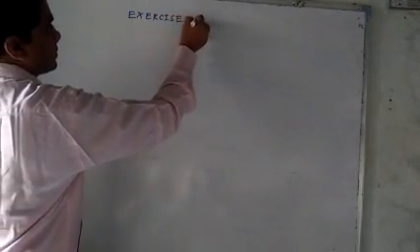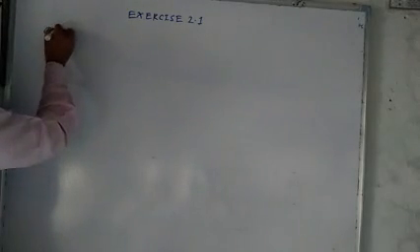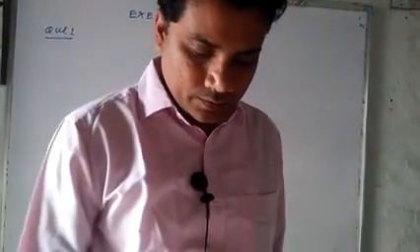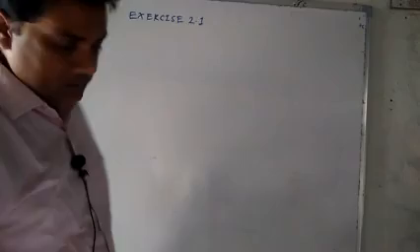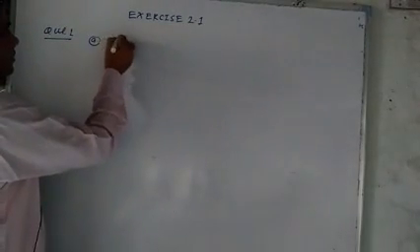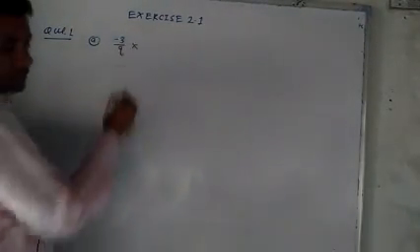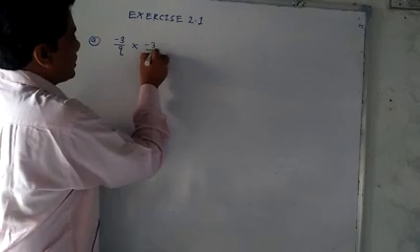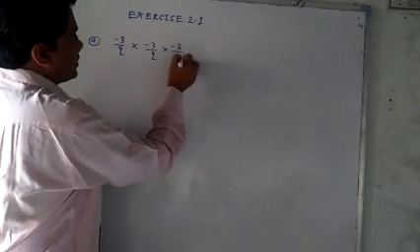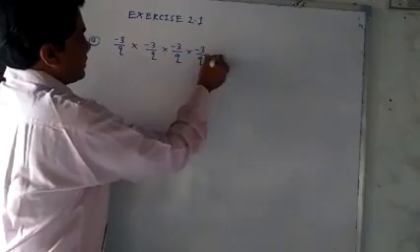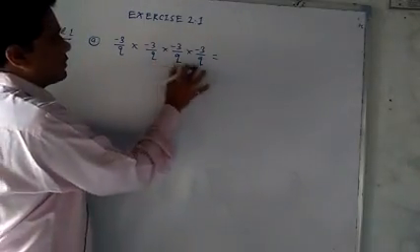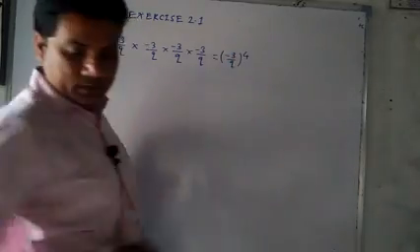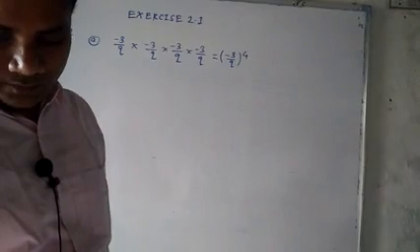Exercise 2.1. Question first. Write the following using exponential form. First, minus 3 by q into minus 3 by q into minus 3 by q into minus 3 by q is equal to 1, 2, 3, 4. 4 times means minus 3 by q to the power 4.